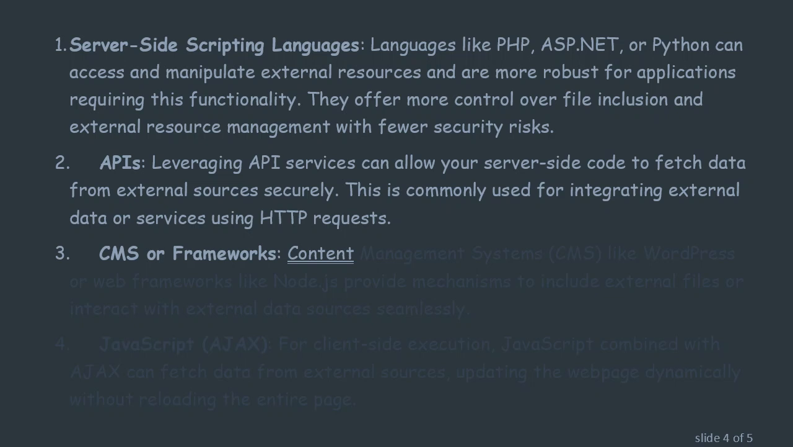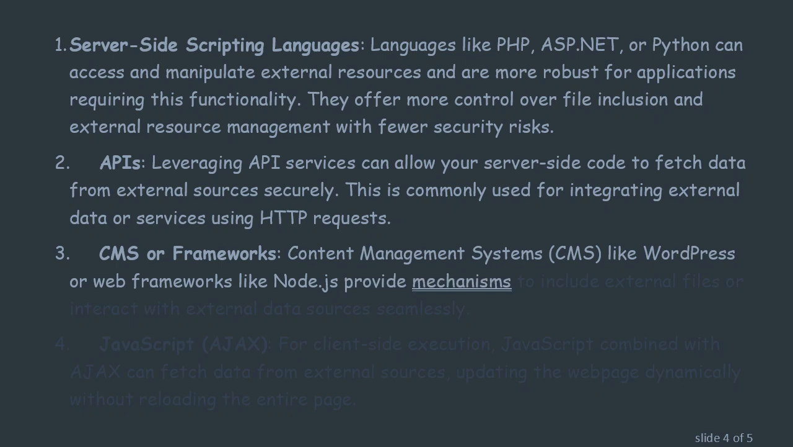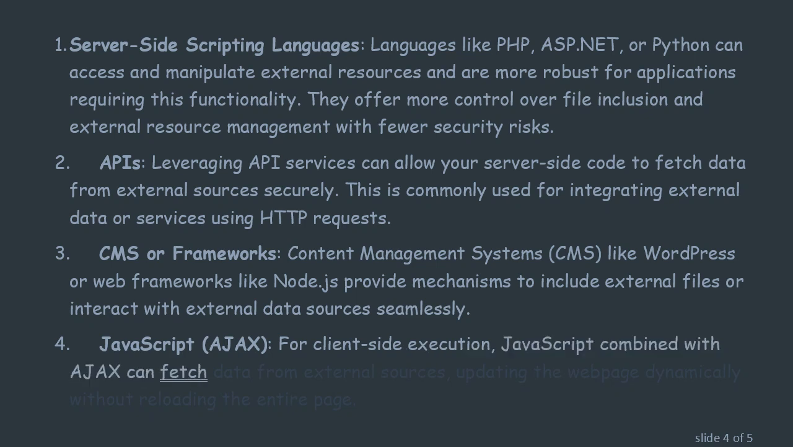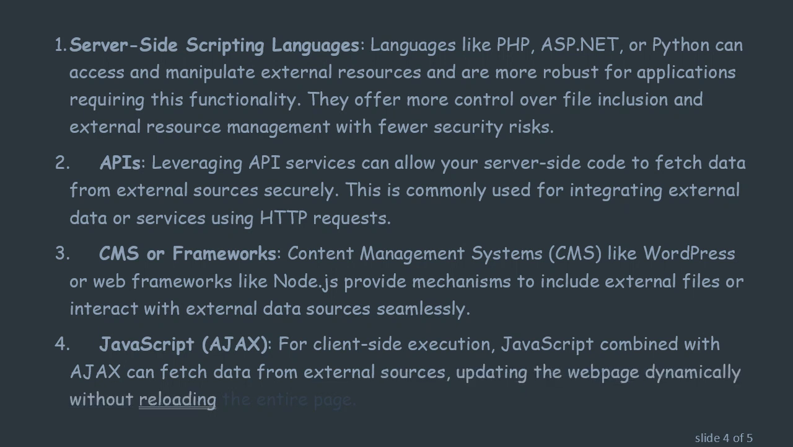CMS or frameworks. Content management systems, CMS, like WordPress or web frameworks like Node.js provide mechanisms to include external files or interact with external data sources seamlessly. JavaScript, AJAX for client-side execution. JavaScript combined with AJAX can fetch data from external sources, updating the web page dynamically without reloading the entire page.